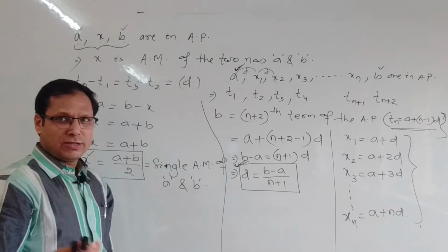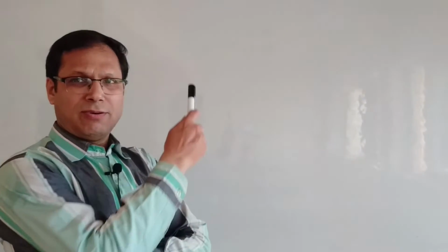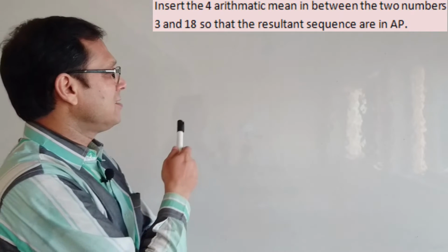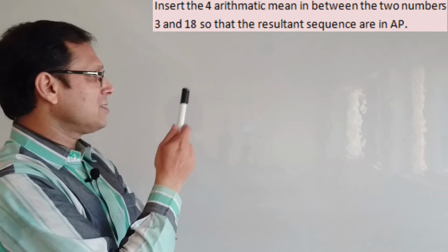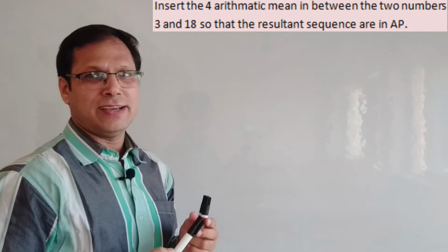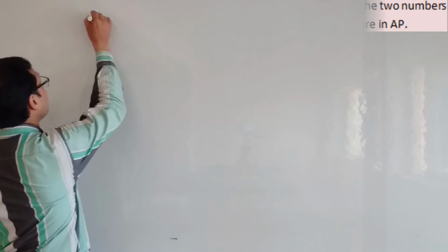Now we'll go to some problems related to arithmetic mean. We'll take the first question. Read the question carefully. He is asking: insert 4 arithmetic means in between the two numbers 3 and 18 so that the resulting sequence is in AP. So your supposition should be likewise. Let us start with the solution.